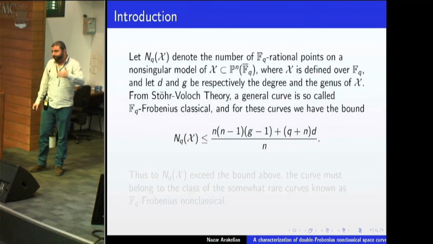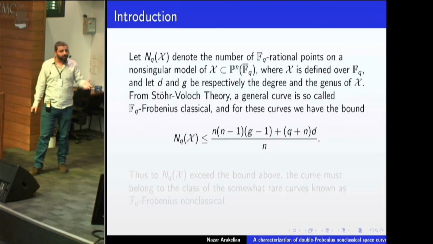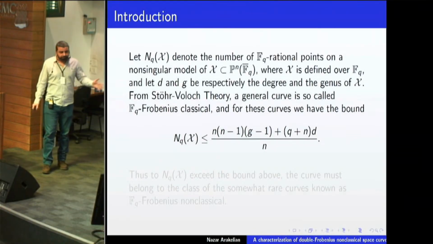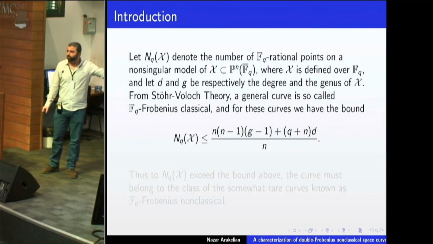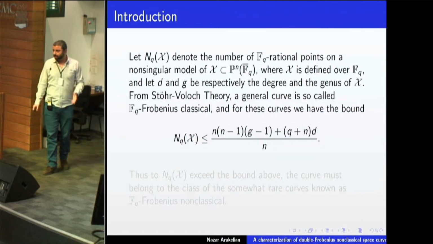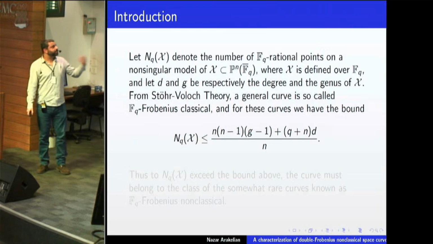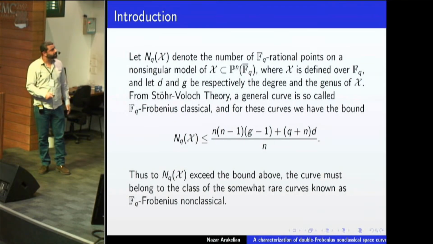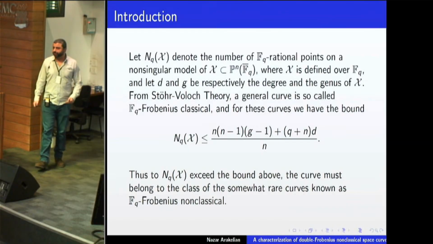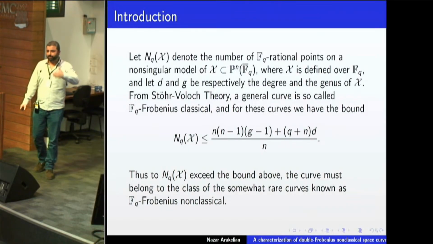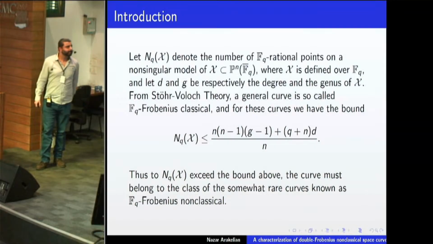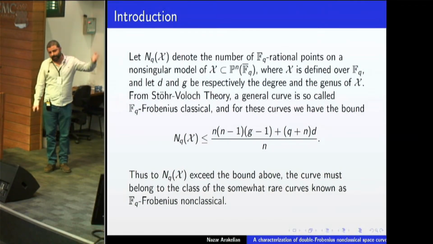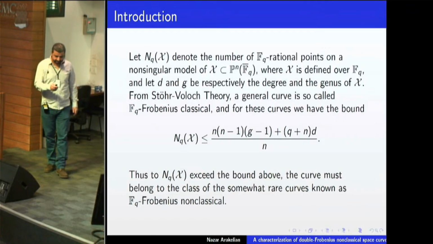However, I will not give the mathematical proof of that, but we know that a general curve is F_q Frobenius classical. So let's say that this bound works for almost all curves. Hence, to obtain a curve that has more than this number of points, you must look for what we call F_q Frobenius non-classical curves. So this is the concept of Frobenius non-classicality. Again, I will give the definition in a couple of minutes.